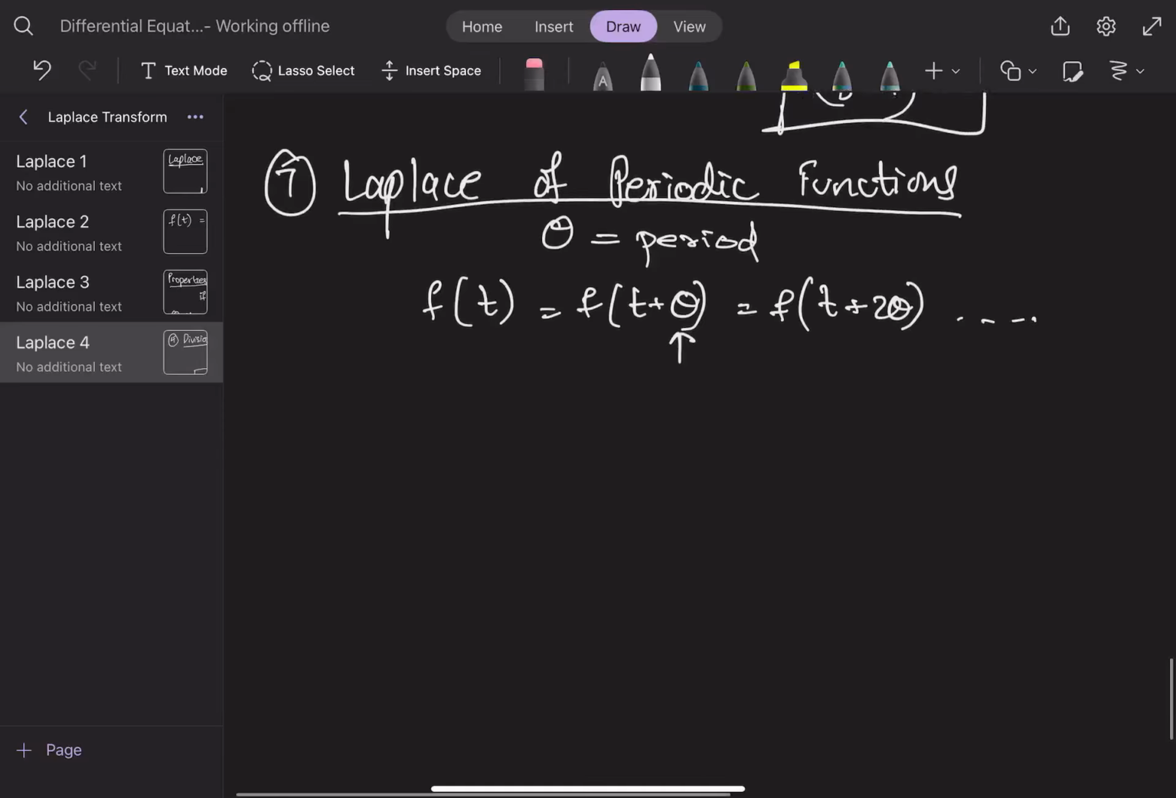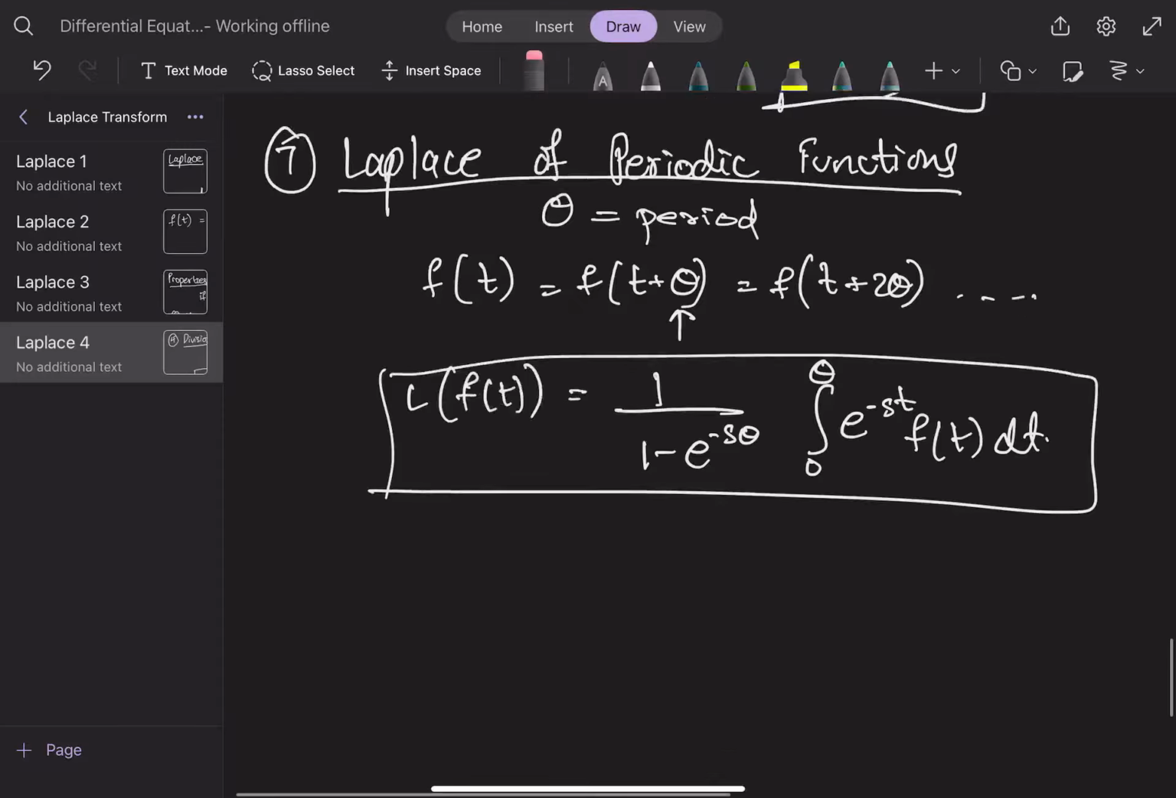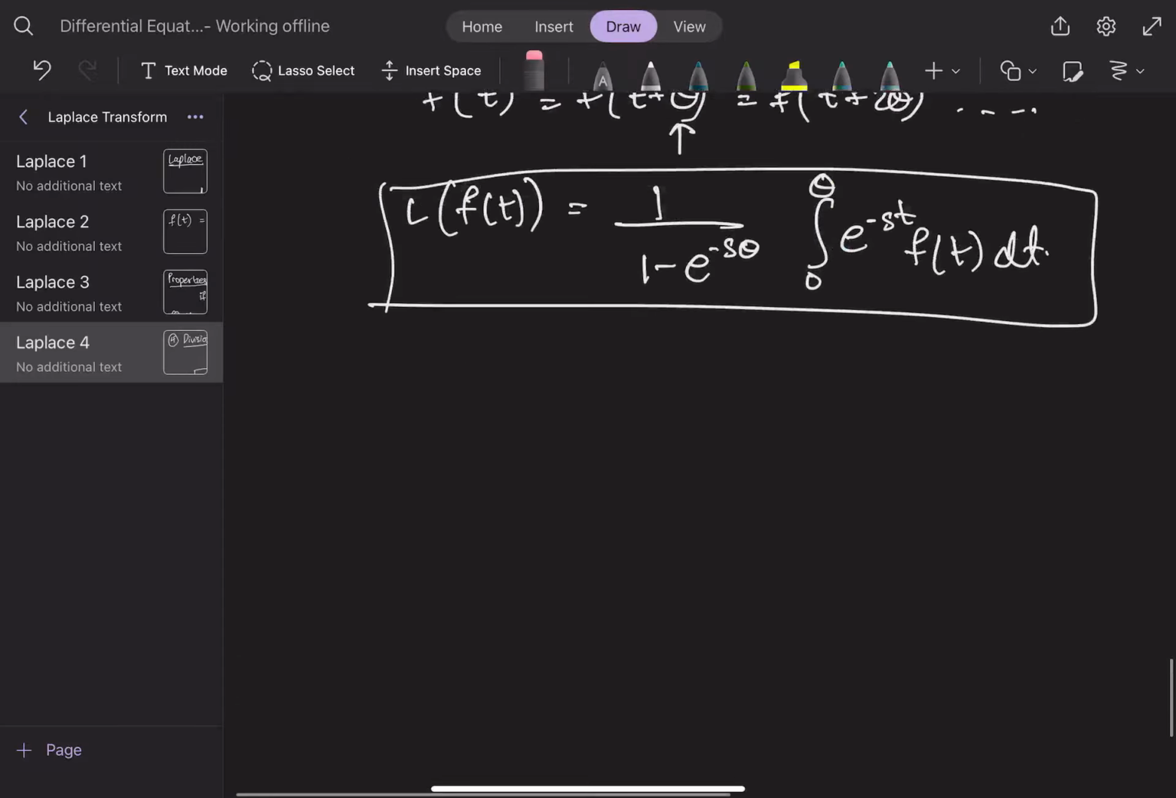So Laplace of these functions, L of f(t), is given by 1 divided by 1 minus e raised to minus s theta, times the integral from 0 to theta of e raised to minus st f(t) dt. So guys, the period will be given to you in the question and you just need to apply this formula. So let's try a question.